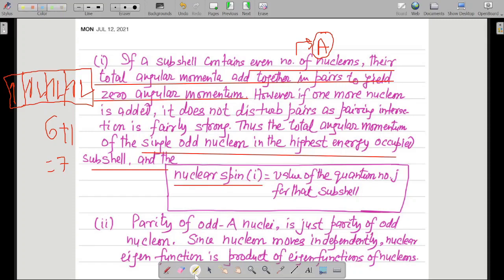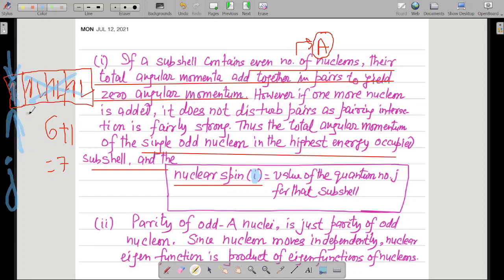So this nuclear spin is on account of this particular nucleon only. These 3 pairs do not contribute to nuclear spin, because those are paired up, okay. So nuclear spin I is equal to what? The value of the quantum number J for that subshell, okay. For this particular subshell, whatever will be the value of J, that will be the value of nuclear spin, okay.